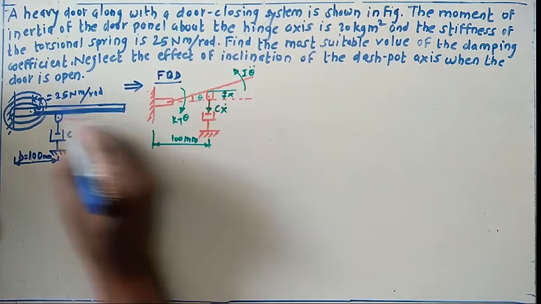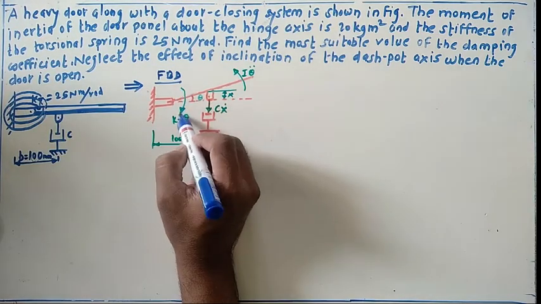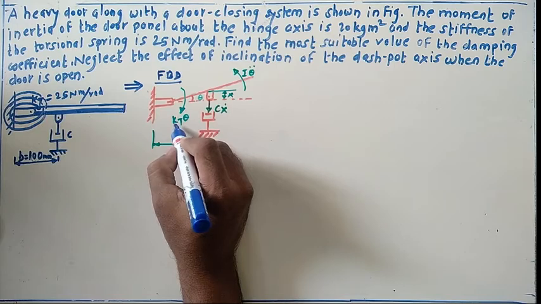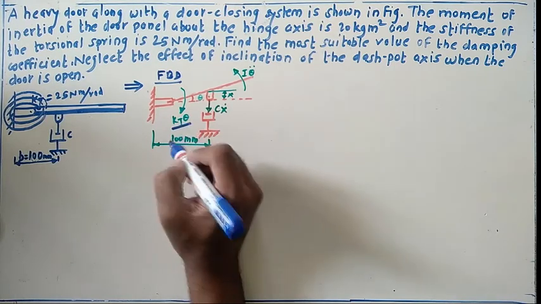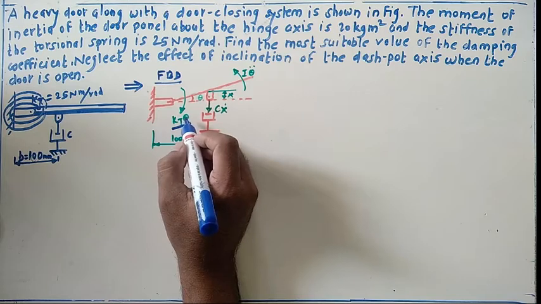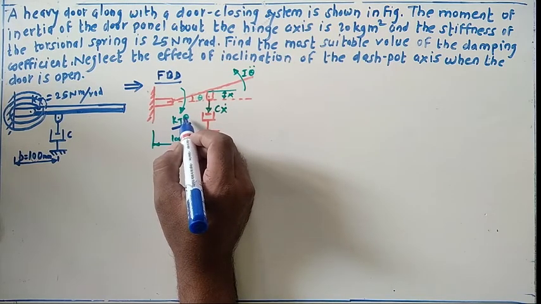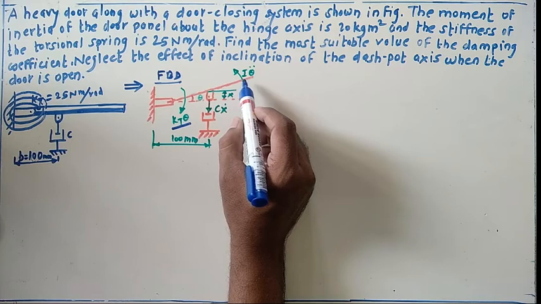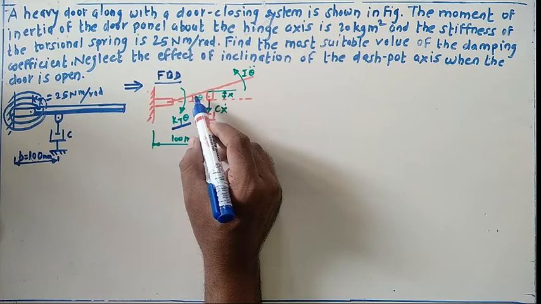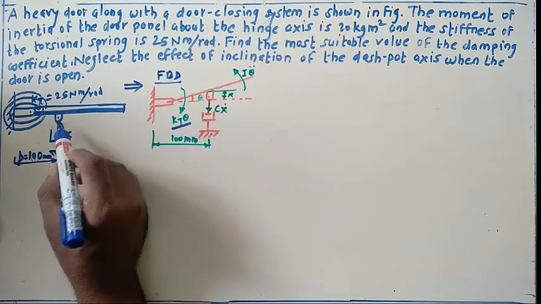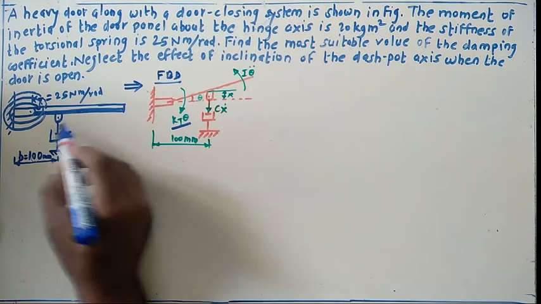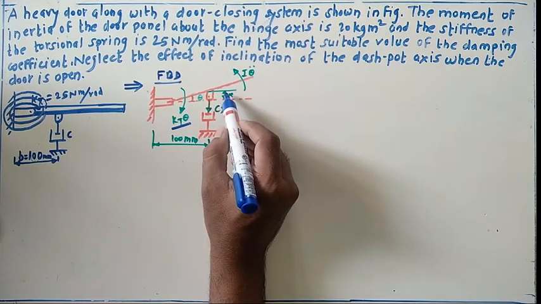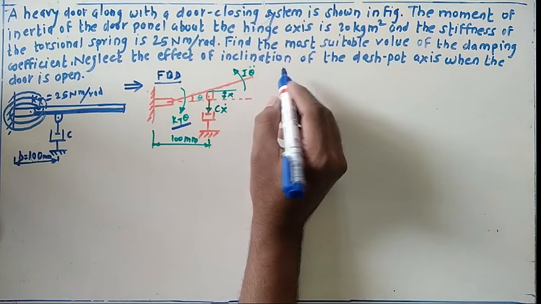So here this force is nothing but the spring force, k_t into theta. So let the door be displaced. Let us consider this door is displaced by angle theta. So the torsional spring is deflected by an angle theta, and this damper is displaced by a linear displacement or a distance x, such that we'll just say the relation here.